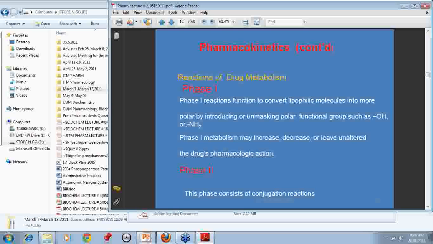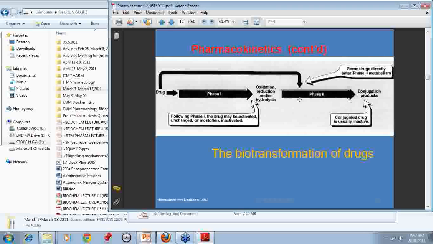This is nicely illustrated in this figure here. Certain drugs, when given intravenously, bypass phase 1 and jump into phase 2. In phase 2 you are dealing with conjugation products. So some of the drug directly enters phase 2 and undergoes conjugation. Conjugation of the drug will essentially tend to convert the drug to be inactive. In phase 1, the drug can be activated, unchanged, or most are inactivated. So an appreciation of that is needed when you deal with it. Those are the various effects that you expect to see.